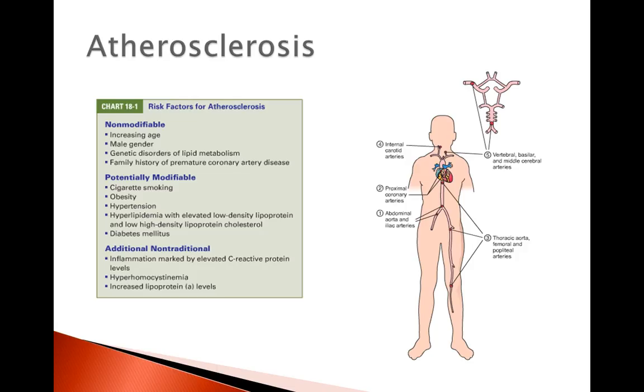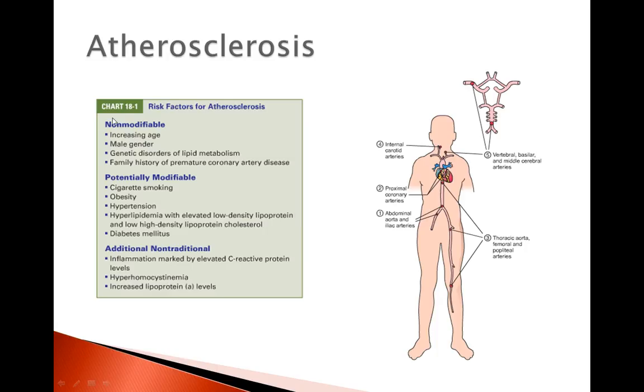All right. Risk factors for the development of atherosclerosis. Remember, atherosclerosis, just to remind you, the definition is the formation of fibrofatty lesions. It's going to be in the medium and large size arteries, and it forms in that tunica intima, that innermost layer. Okay? This chart 18.1 gives you risk factors. I think it's also in your book on page 412.